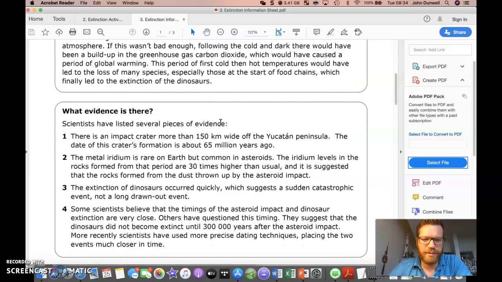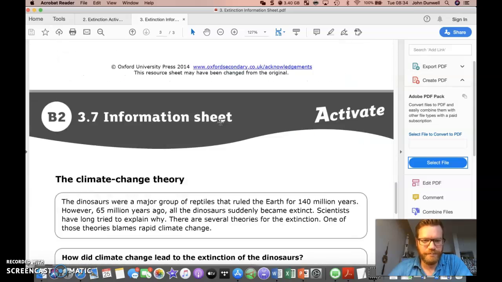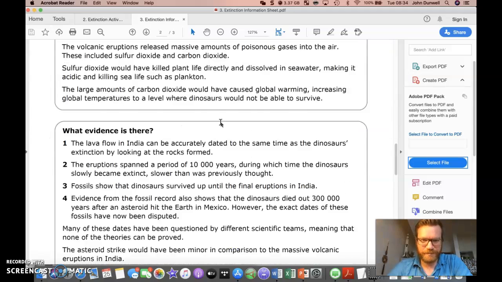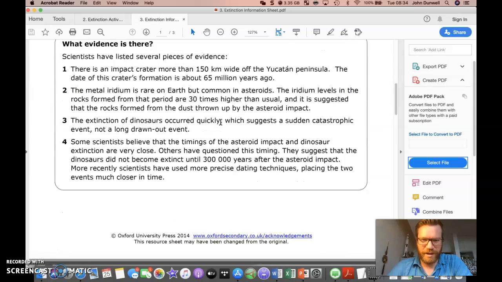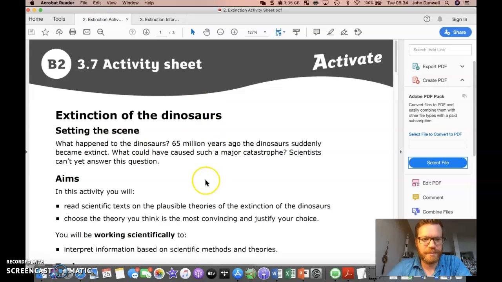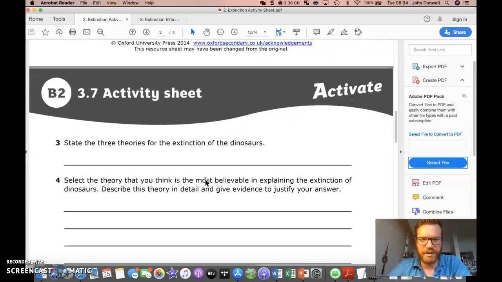So the asteroid theory, the supervolcano theory, and the climate change theory. Okay, so read through these, make notes in 3 different tables. Then what you need to do is answer these questions.